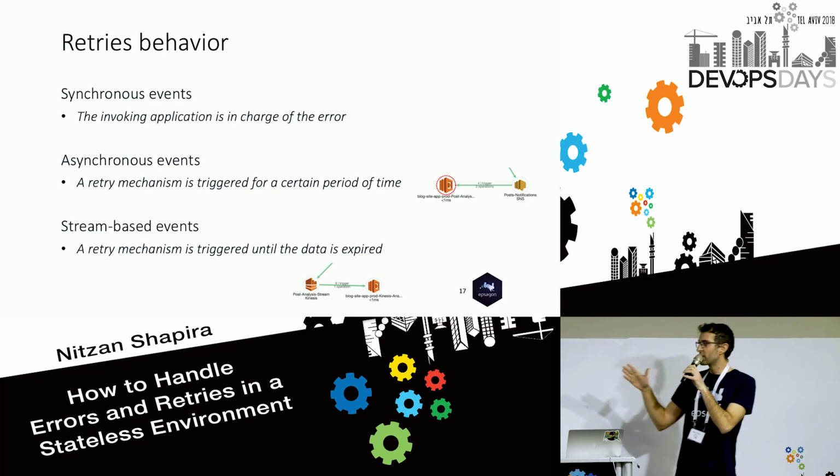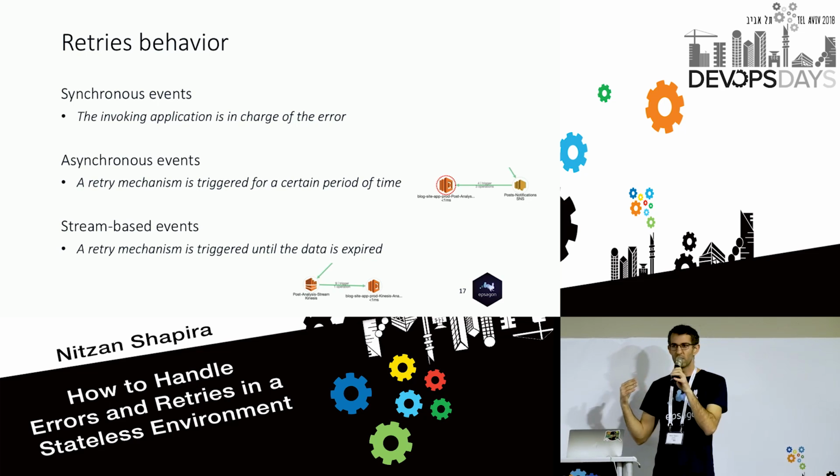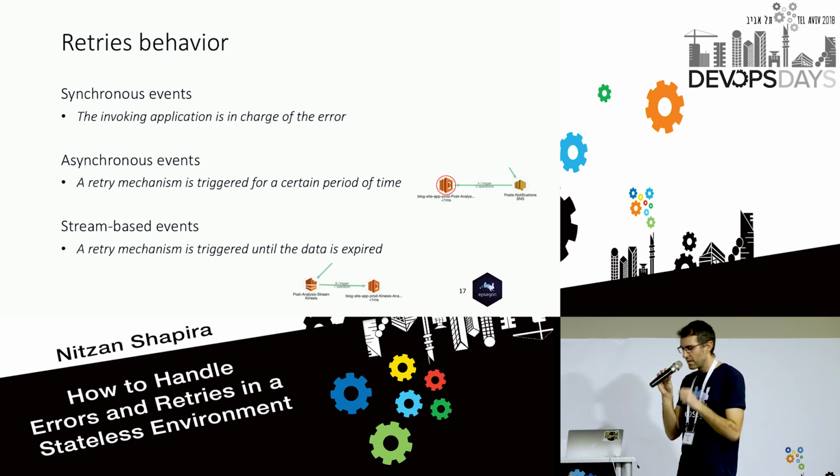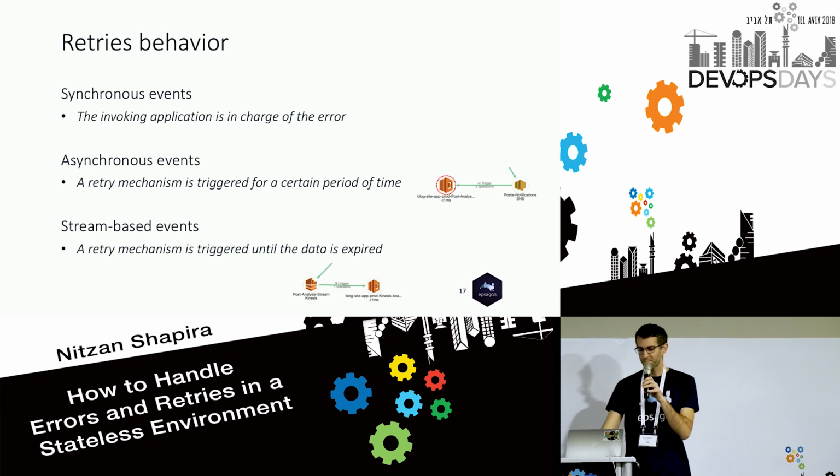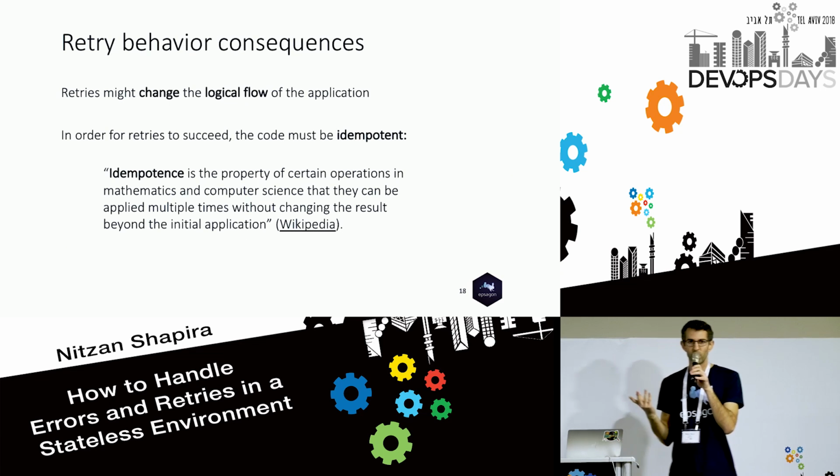And the same happens with Kinesis, which is stream-based events. So Kinesis is something that can be used to analyze data quickly. So you get pieces of data and you want to analyze them. So it will try to analyze it again and again as long as the time didn't run out. So again, retries are things that are being used, and they can be very useful if your application is designed in the right way. So what can happen when you do a retry?